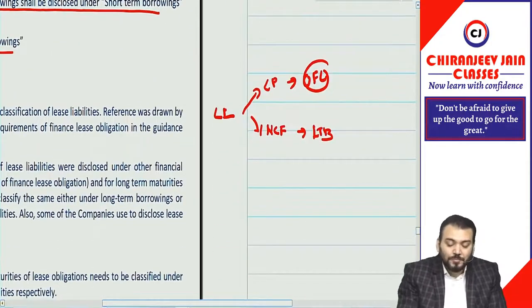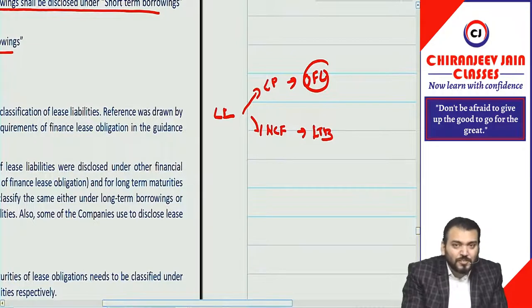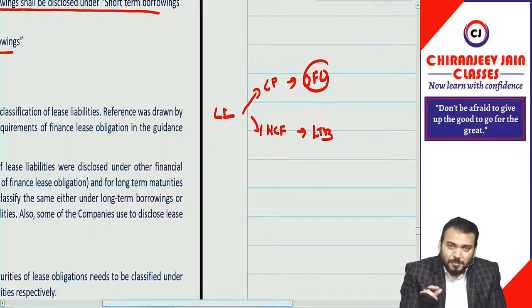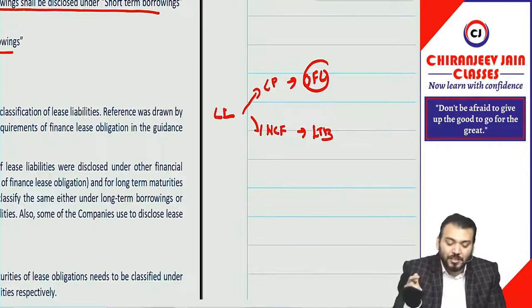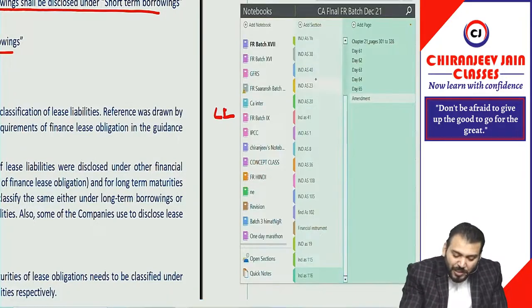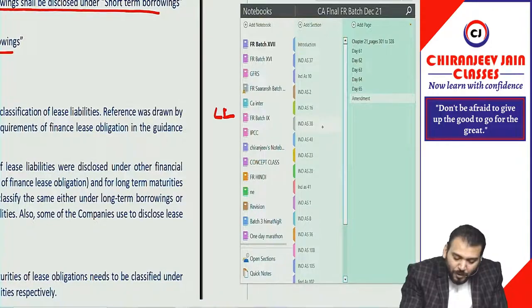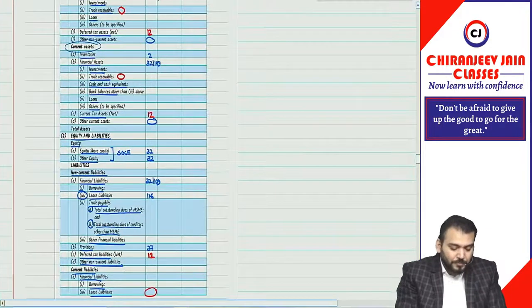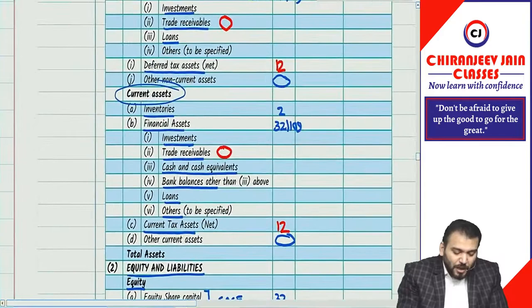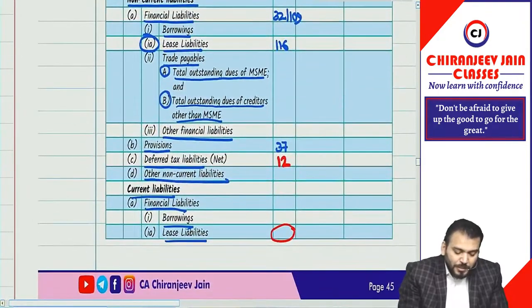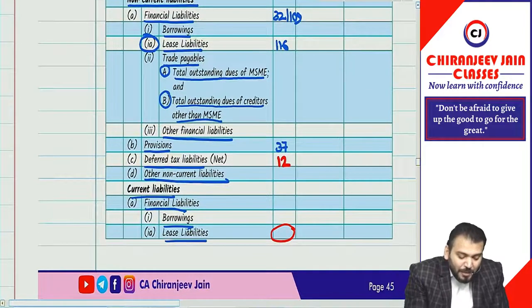But now here also, the current portion will be shown under current liability and the non-current portion under non-current liability, but a specific line item has been added on the face of the balance sheet. Just try to understand, if I show you the format. Coming to the format, you can see this is equity and liability. Now they have added one line item after borrowing under financial liability. You can see financial liability, then borrowing, then lease liability, then trade payable.